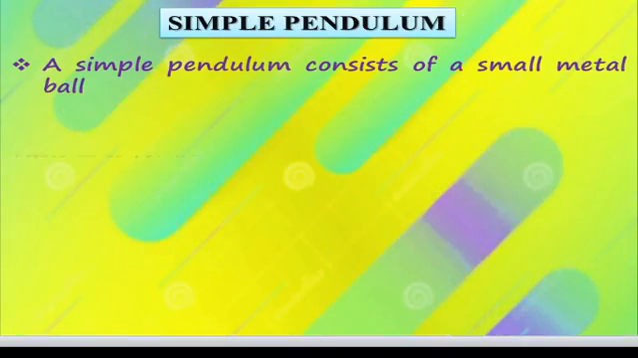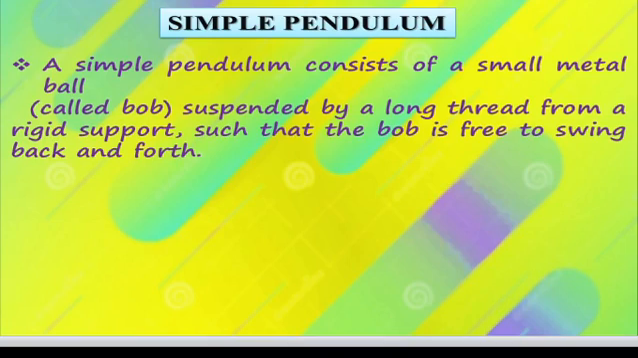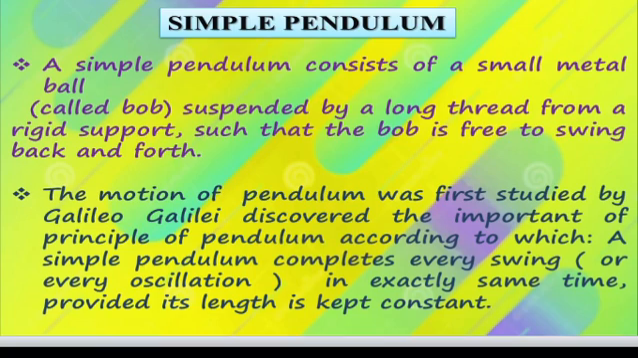Simple pendulum. A simple pendulum consists of a metal ball, called a bob, suspended by a long thread from a rigid support, such that the bob is free to swing back and forth. The motion of a pendulum was first studied by Galileo Galilei. That is important. Maybe a 1 mark question. He discovered the principle of the pendulum, according to which a simple pendulum completes every swing or every oscillation in exactly the same time, provided its length is kept constant.